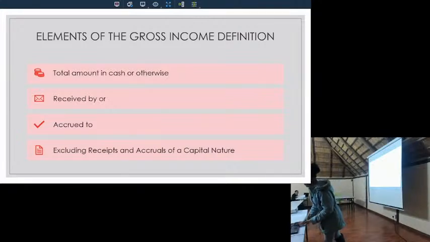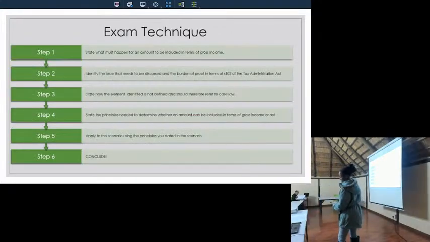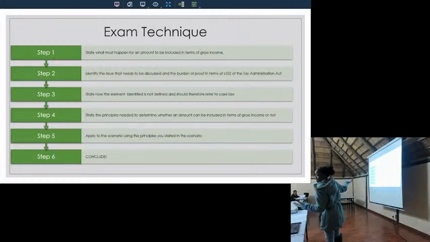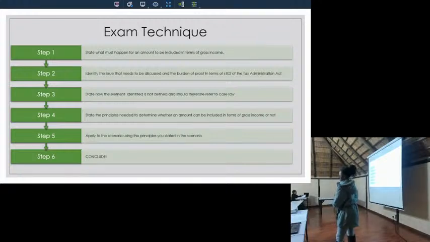Are we good? Cool. So here's our exam technique. I'll say it out loud because I can tell that it's not clear there. I'm very sorry, right? So step one, state what must happen for an amount to be included in terms of the gross income definition. All the requirements need to be met, right? For this certain amount received by this person, all the requirements of the gross income definition need to be met in order for it to be included in this person's taxable income in terms of section 1 of the gross income definition. You just state one. You don't also repeat the definition. You'll also be wasting time. Just tell me what must happen for an amount to be included into the gross income definition.